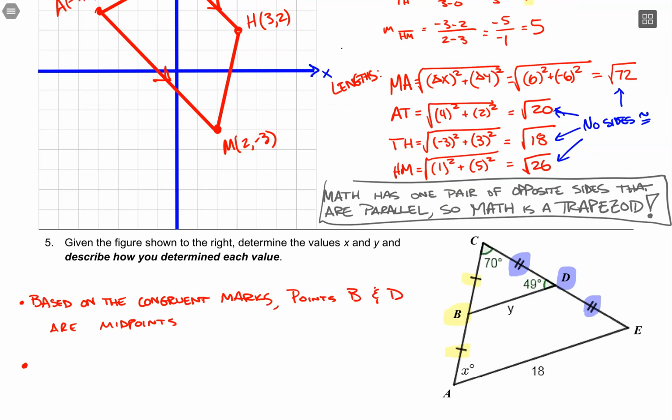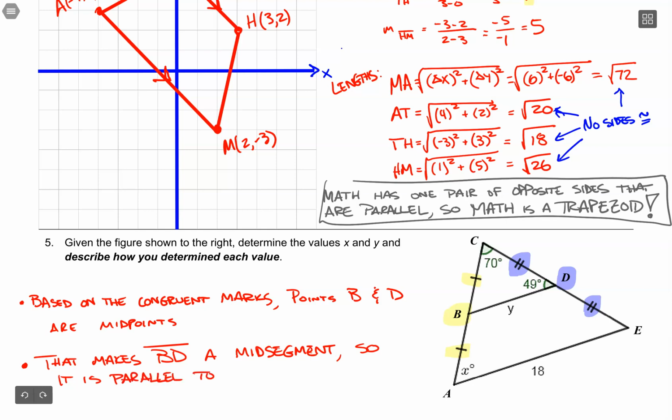Since B and D are midpoints of the sides of a triangle, that makes segment BD a midsegment. Properties of a midsegment: midsegments are parallel to the opposite side and half of AE's length. Those are properties of this new vocabulary term in this chapter, midsegment. Okay, let's continue on.